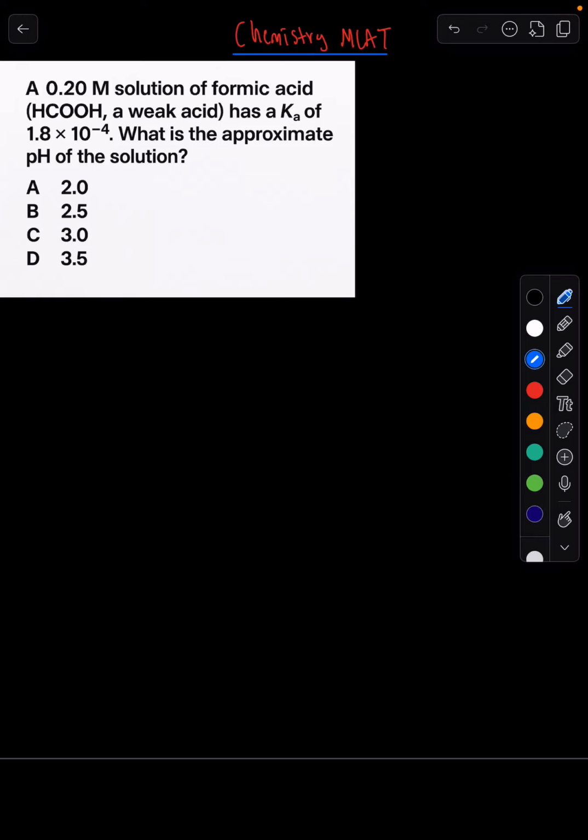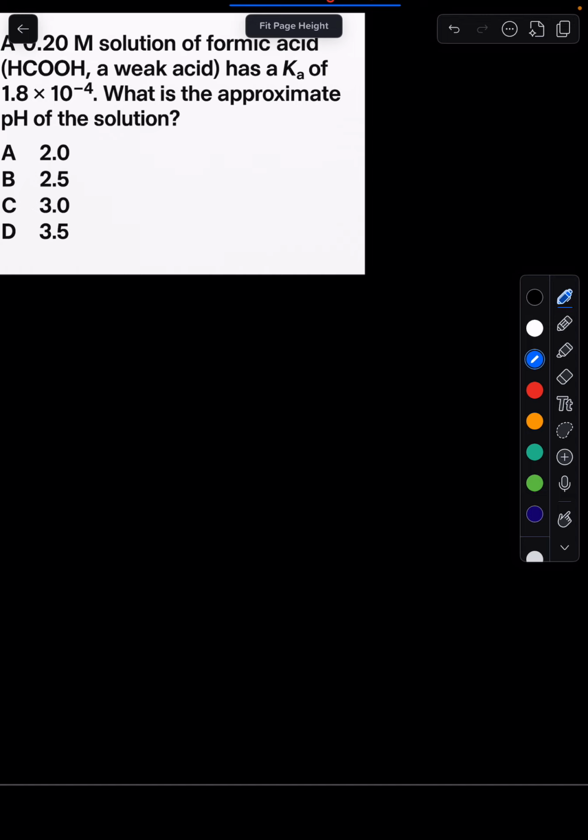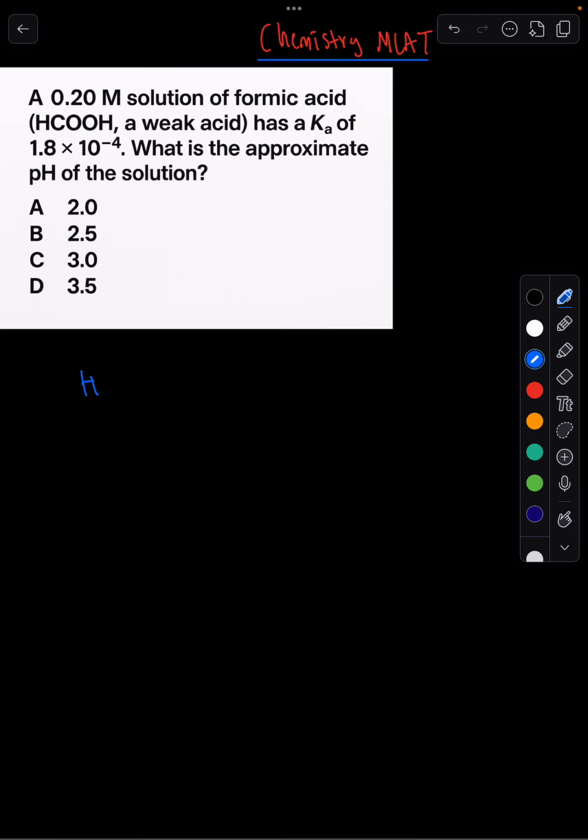My question? Let's go. A 0.3 acid has a Ka of 1.8 times 10 to the negative 4. What is the approximate pH of the solution? So since we know it is an acid, we know it's going to donate its proton in solution. So let's draw out this formula.